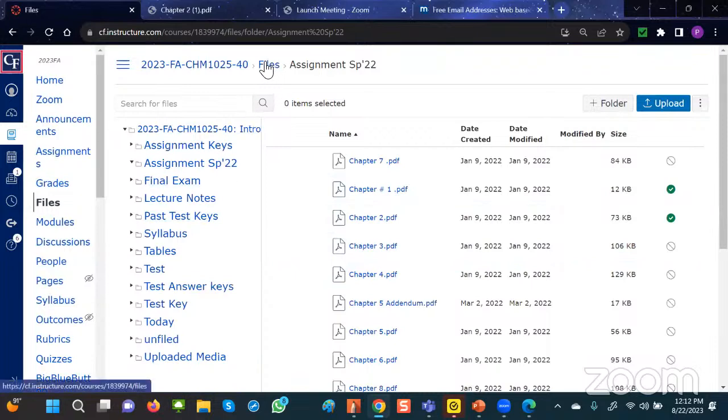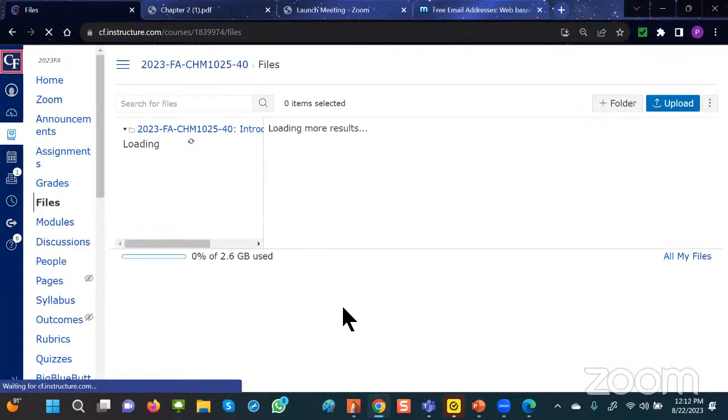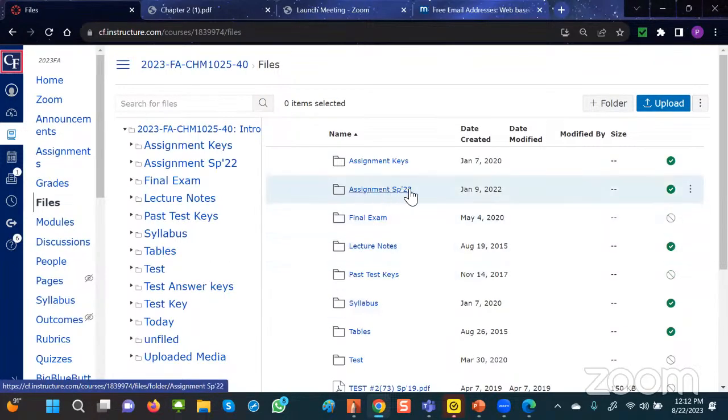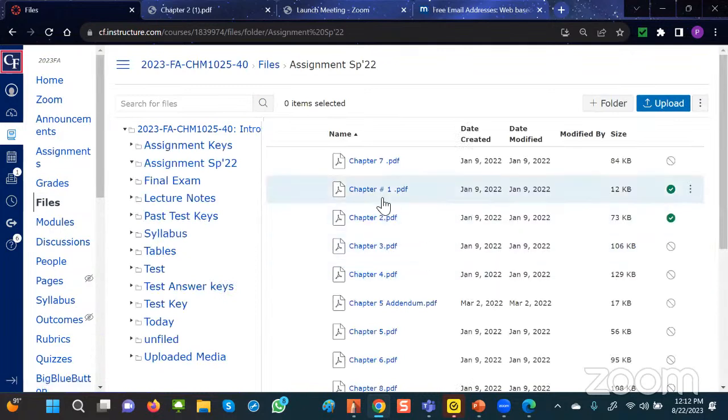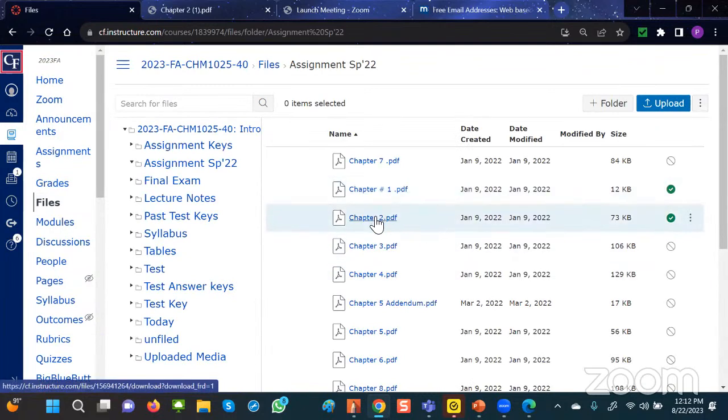Okay, can you see my screen still, right? Yes. To get the assignments, you go to Files, then assignment, spring 22. And then you're going to see it. I see it, Chapter 2.pdf. Okay, I forgot to go there. Thank you. All right, no problem.